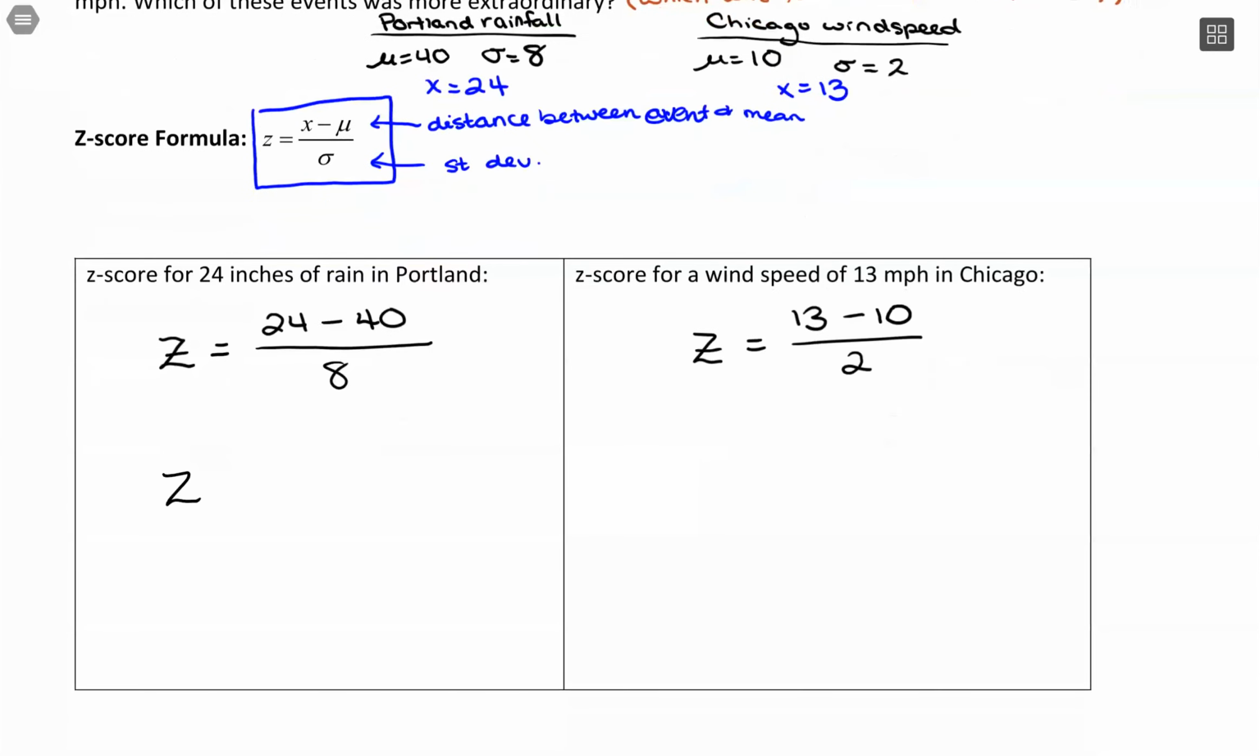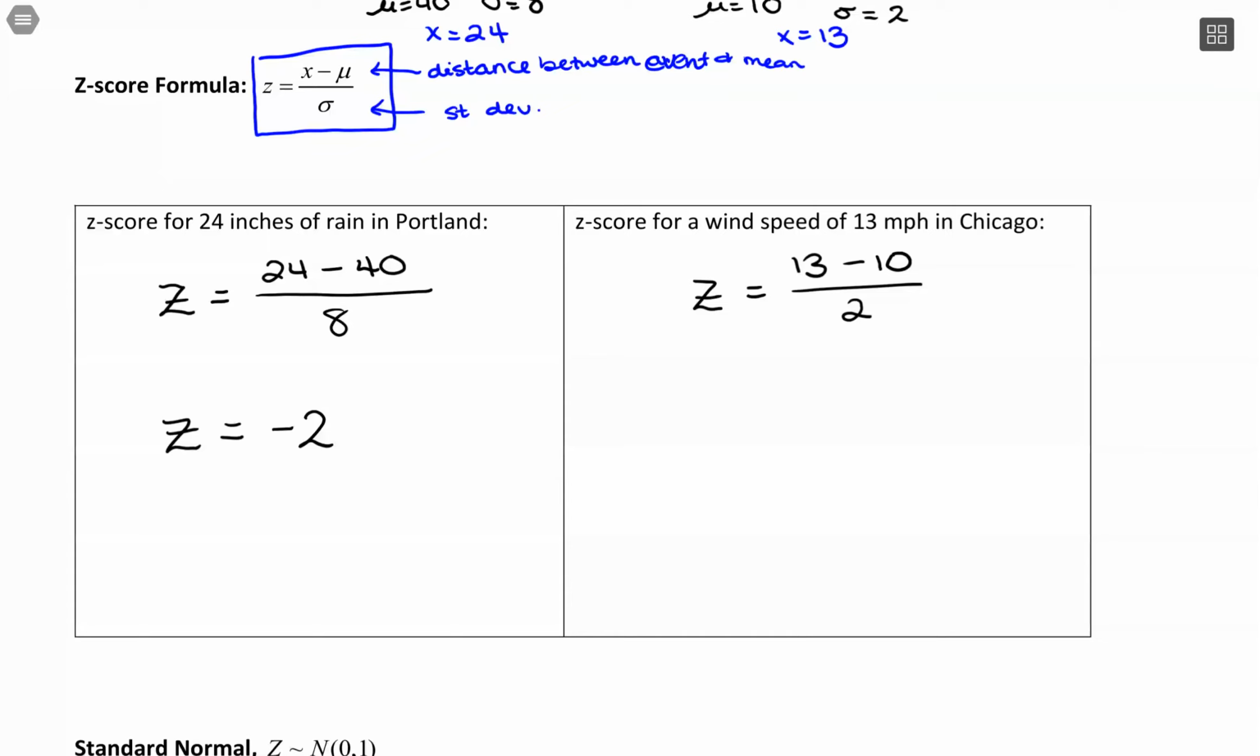So with Portland, we're getting a z-score of -2. And how I could translate that into words is, again, this is giving a distance in terms of how many standard deviations away from the mean. So I could say 24 inches of rainfall in Portland is 2 standard deviations, and because it's negative, this would be below average.